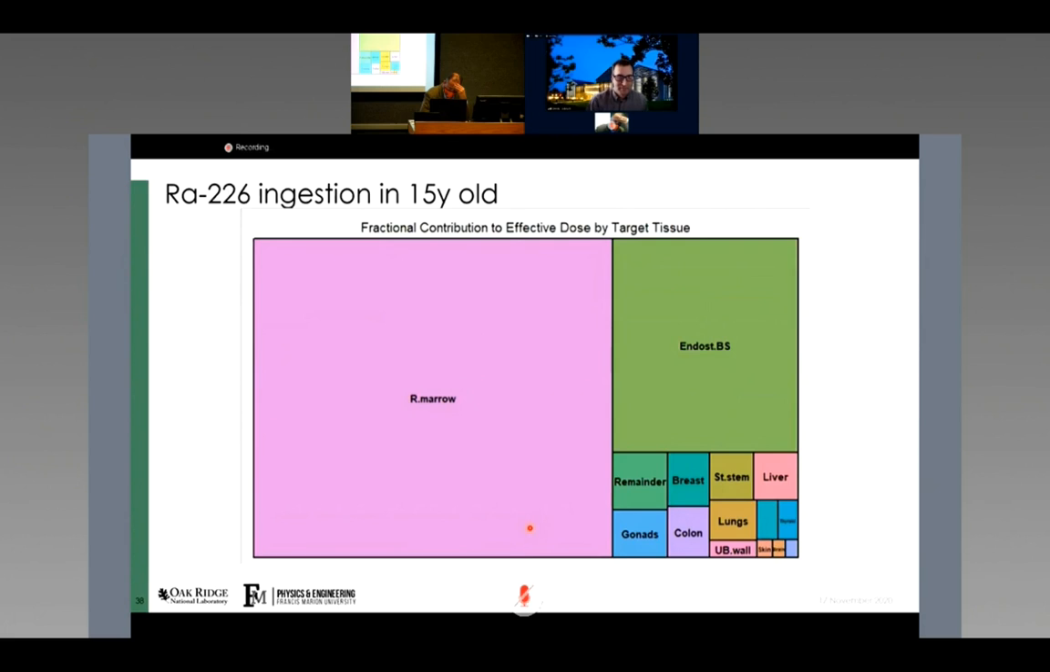So this is radium-226 ingestion in a 15-year-old, and again, looking at the fractional contribution to the effective dose by target tissue, I don't think you're surprised to see that the big contributors to effective dose are going to be the red marrow and the endosteum target. If you remember back to the strontium-90 case, our endosteum contribution is larger here, and that's because of the alpha emitters coming from radium-226, giving us a much larger dose to the endosteum.